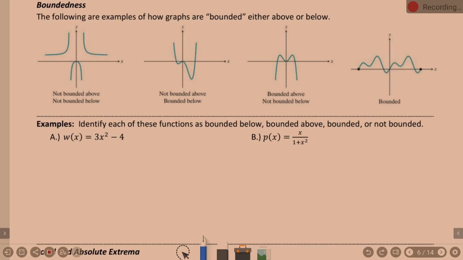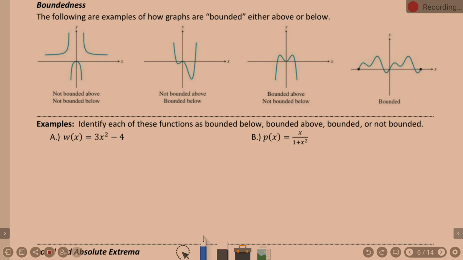Okay, next topic, boundedness, okay? We're going to look at some examples of what it means to be bounded. If a graph is bounded, I think of it meaning it has a boundary it cannot cross, or that it doesn't cross. If it's unbounded, it goes on forever. So, as we look at this, this first example looks a lot like the graph we just looked at, right? This is an example that is unbounded.